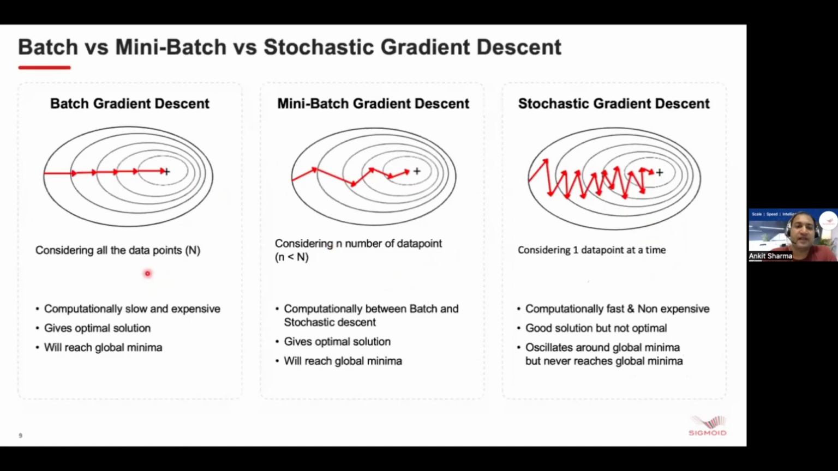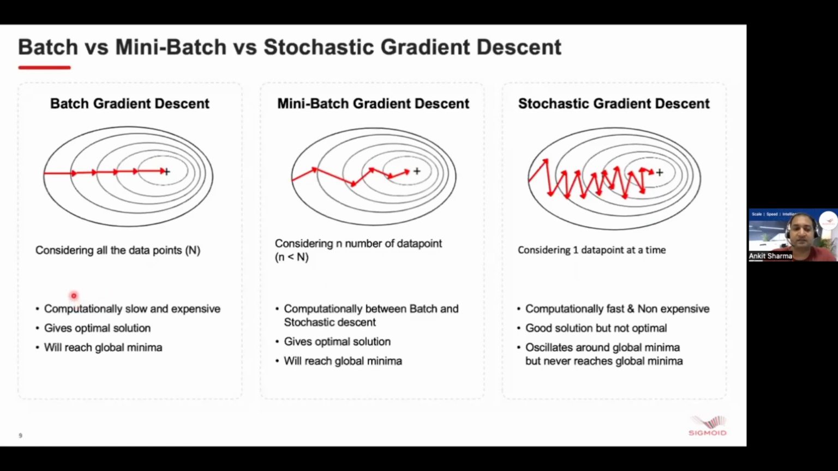In batch gradient descent, you are going to use all the records available in your database to calculate the cost function. In mini-batch gradient descent, you are going to use a slightly smaller number of records available in your data to calculate the cost function. Whereas in stochastic gradient descent, you are going to consider only a single data point while calculating the cost function. As the number of records changes, there are some advantages and disadvantages associated with all three methods, right? First I'm going to cover the batch gradient descent algorithm.